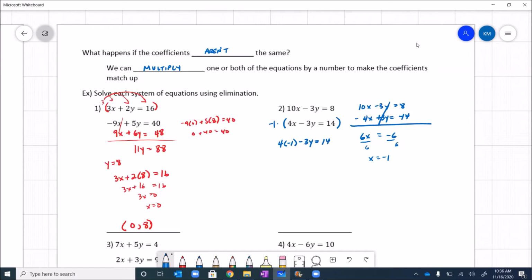Okay, and then 4 times -1 is -4, minus 3y equals 14. I have to add 4 to both sides, so I have -3y equals 18. Divide by -3, and y equals -6. So my solution should be -1, -6.